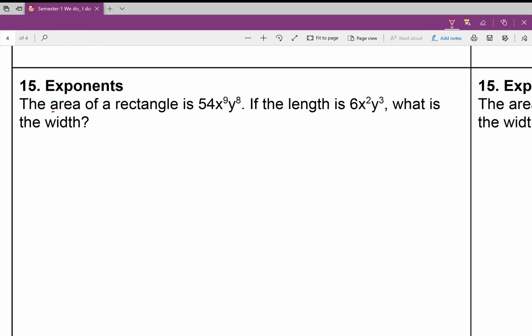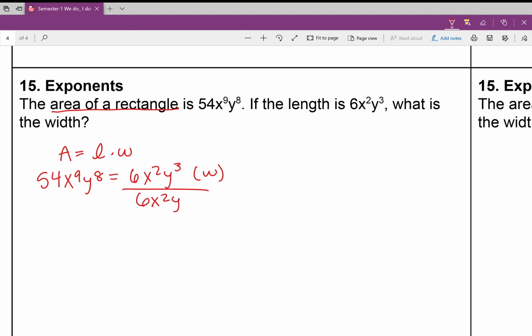It says the area of a rectangle. Remember, area of a rectangle is area equals length times width. Is 54 x to the 9th y to the 8th. So 54 x to the 9th y to the 8th equals, because that's our area. If the length is 6x squared y to the 3rd, what is the width? So we need to find width. So in order to find width, in order to get w by itself, we need to divide both sides by 6x squared y to the 3rd.